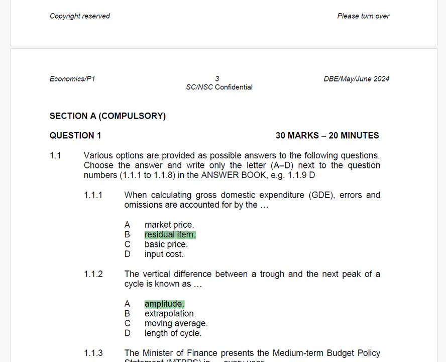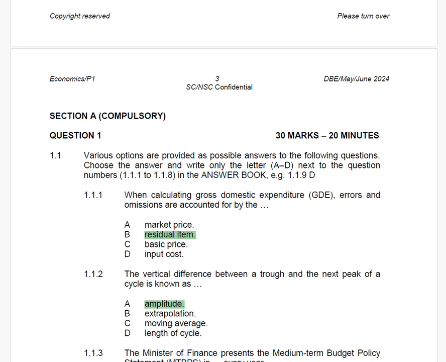Today's lesson, we're going to be looking at the compulsory section of the May-June 2024 paper. Our main focus will be on the multiple choice question, and the balance of the question in the compulsory section will be completed in a separate video. What is important is how we are going to approach the multiple choice question. Our approach will be to select the correct answer and understand why the correct answer was selected.